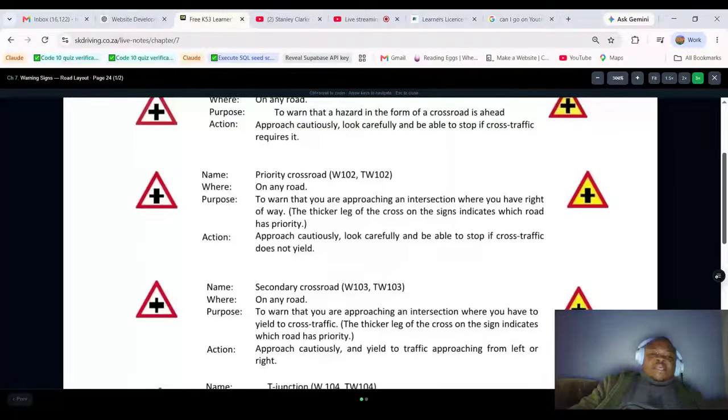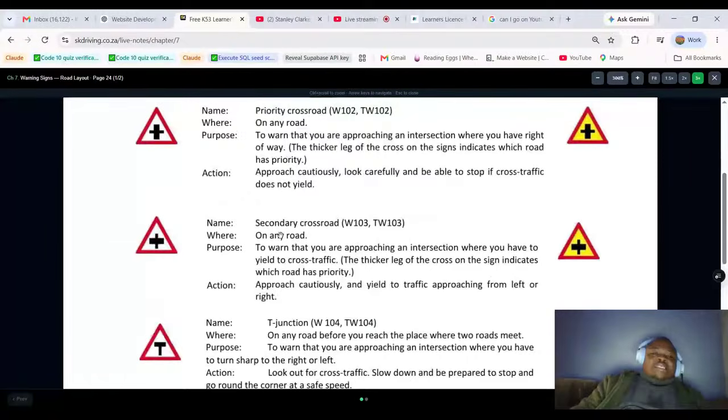And then we have a secondary crossroad. How do you establish a secondary crossroad? The road that is going forward and the road that is going across are not similar in size. The road that is going straight forward is thin, and the road that is going across is thick. When you see that, know that it's a secondary crossroad.